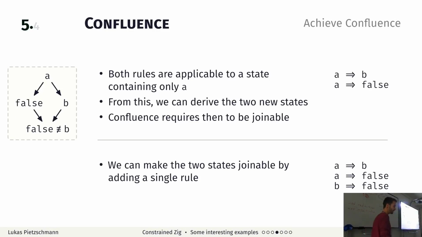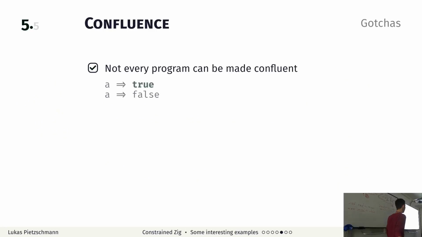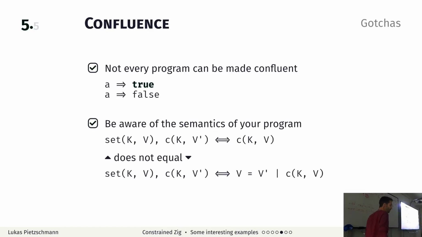This is cool, but does not always work out. So if we, for example, have those two rules, then this could obviously not be confluent. And even if programs can be made confluent, we have to be aware of our semantics. So the destructive assignment example from above would not work the same way if we require both values to always be the same, which would make the program confluent, but would totally screw up our computation.